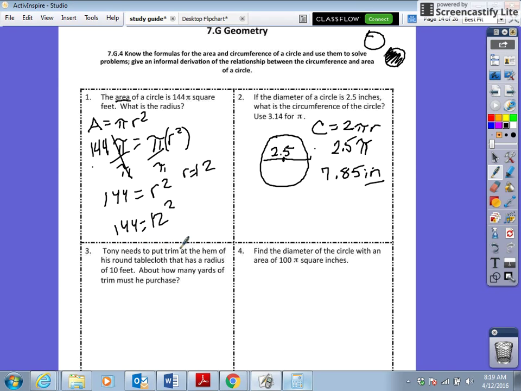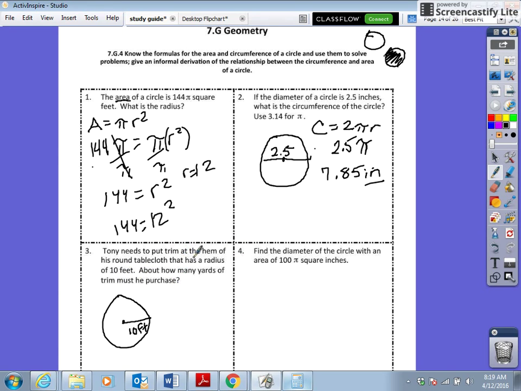Tony needs to put trim at the hem of his round tablecloth. So again, we have a round tablecloth. And he's going to put trim all the way around. So before I even read this, it makes me think that I'm going to be doing perimeter. Circumference. That has a radius of 10 feet. So radius, again, I put a dot in the middle. I come out here and it's 10 feet.